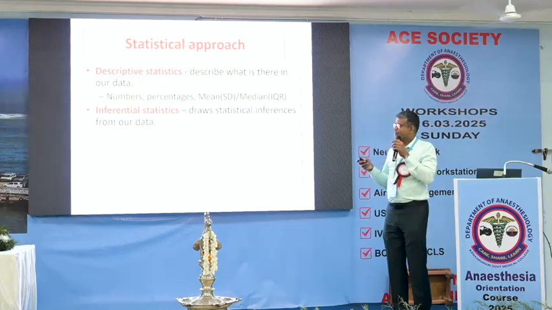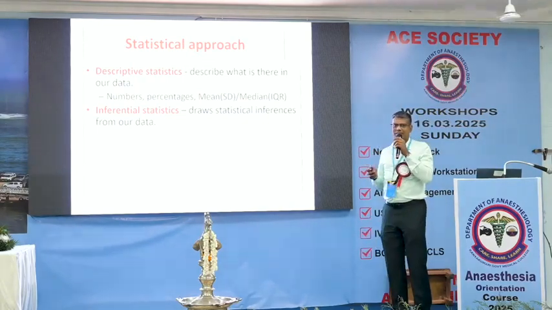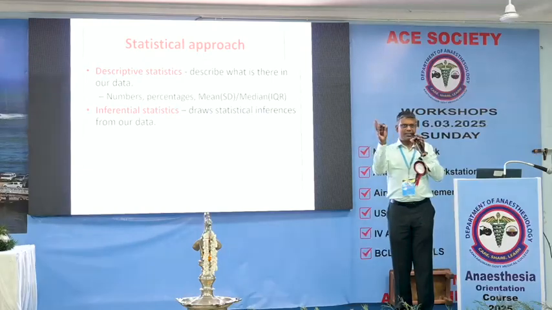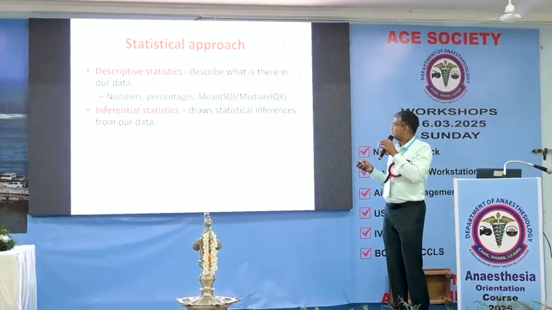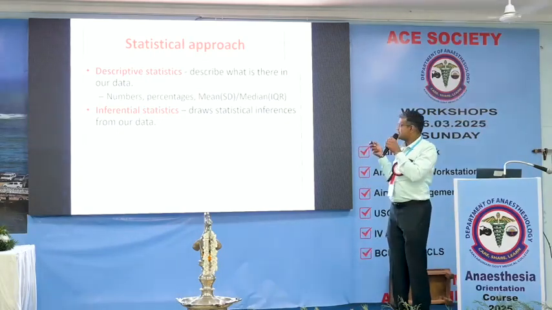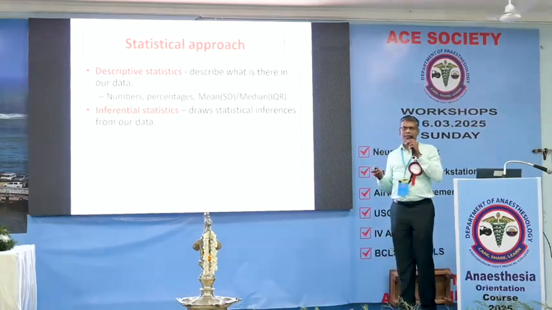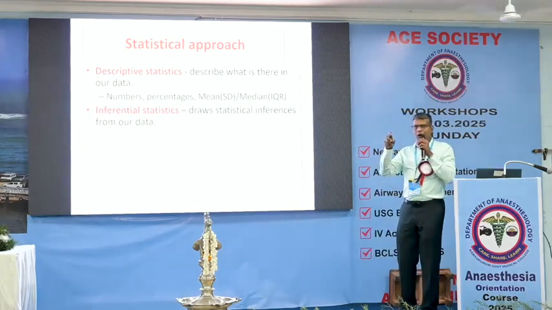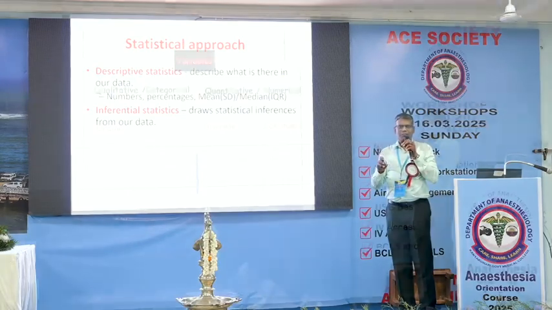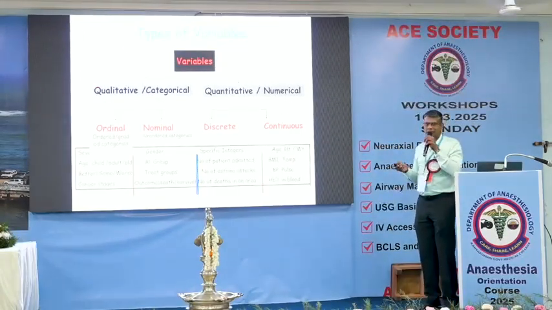The results can be explained in two ways. One is descriptive statistics, where you condense the entire master chart into a few sets of numbers, which can be described in the form of numbers, percentages, mean, median, etc. That is known as descriptive statistics, how you describe the data. And then you apply statistical tests, which belong to qualitative or categorical data.